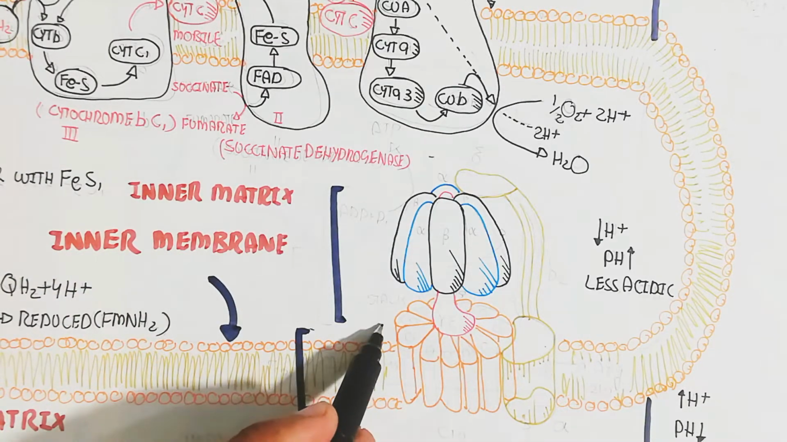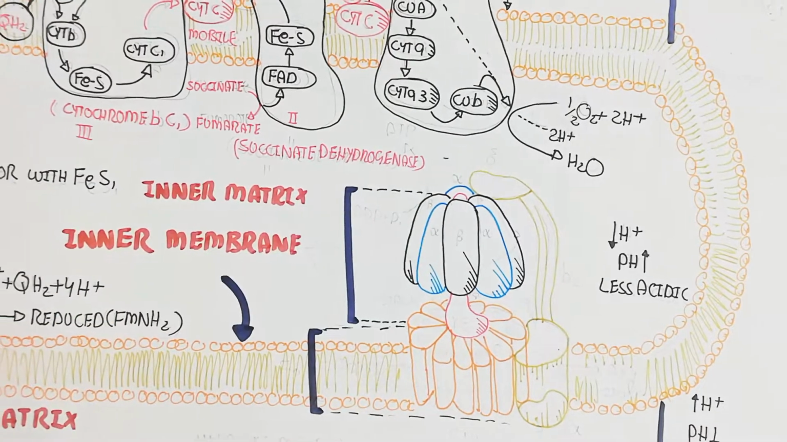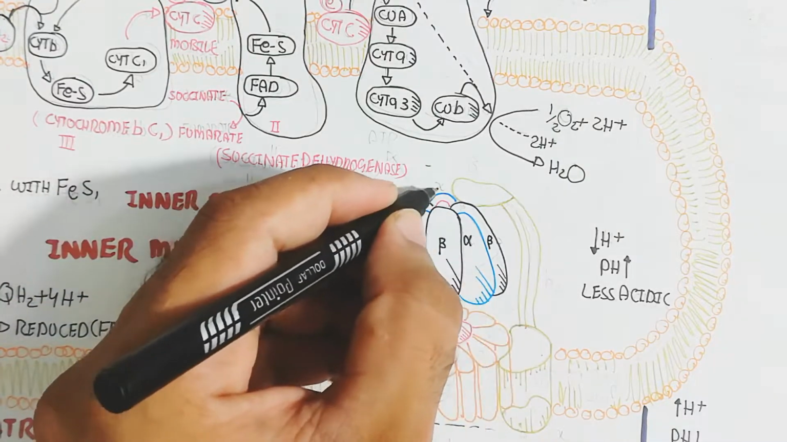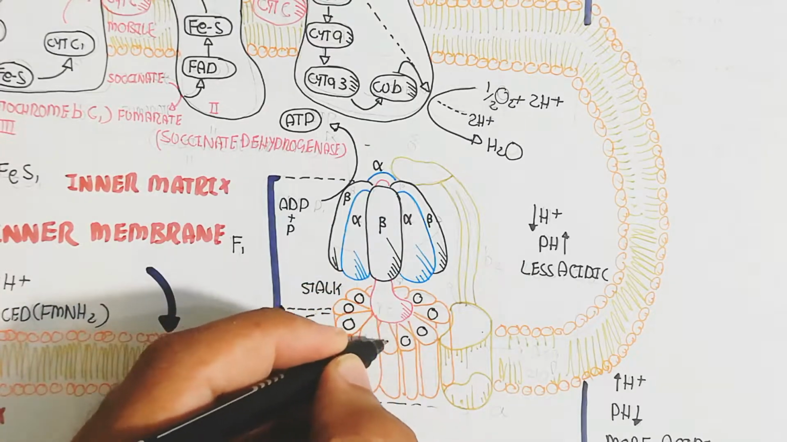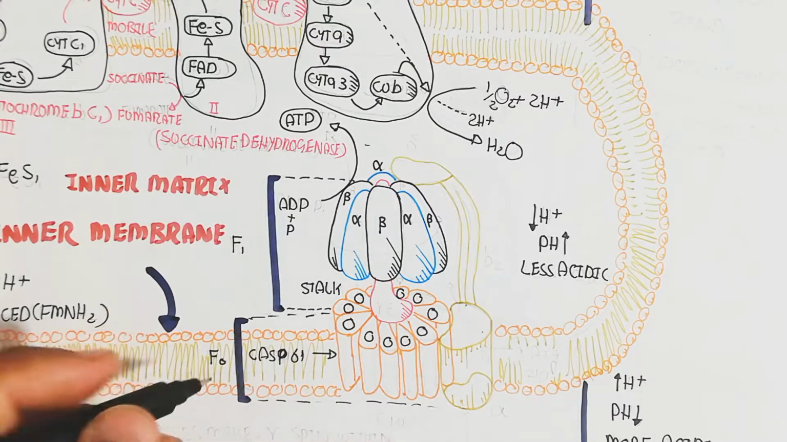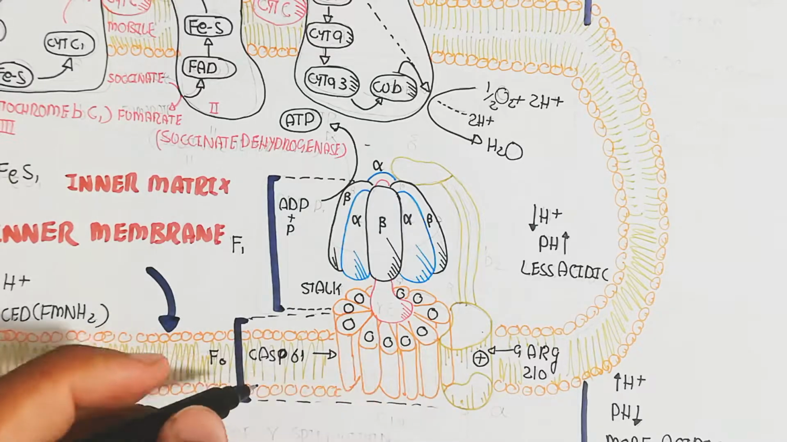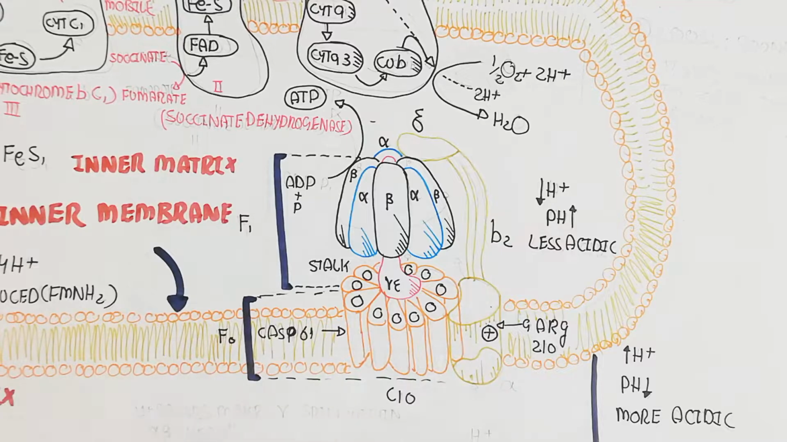It contains an inner matrix domain and the membranous domain, the mitochondrial membranous domain. So we can divide it into F1 and F0. F1 contains the alpha and beta subunits, respectively, used for ATP synthesis, while the middle is the gamma and epsilon, while this is the C10 subunit. The proton is pumped from outside to the inside through the alpha subunit, which contains arginine 210 and the gas 961.